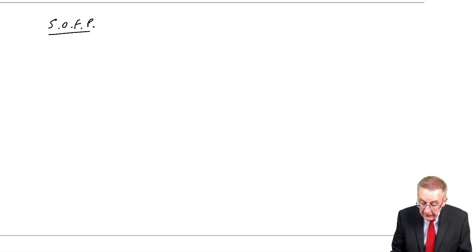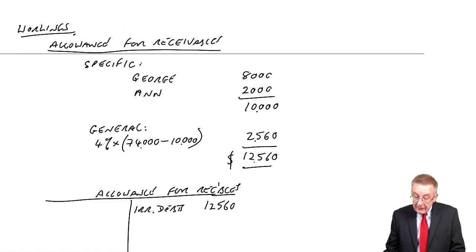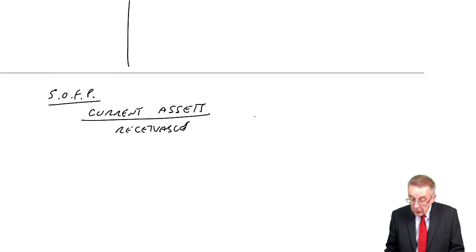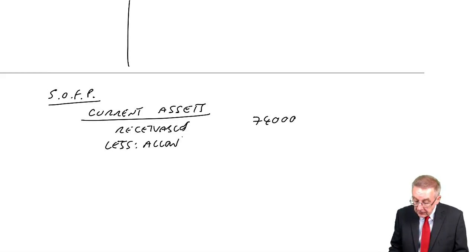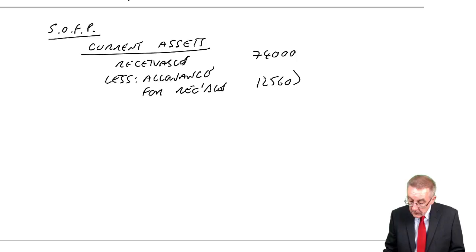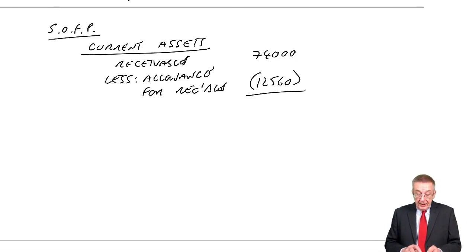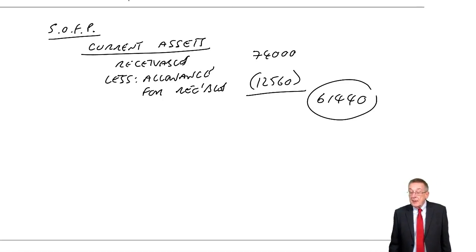On the statement of financial position, under the heading current assets, we've got receivables, the debit balance 74,000. As always, that's what we're hoping to collect. But we subtract the credit balance on the allowance for receivables, which was 12,560. And so the final figure on receivables, 74,000 minus 12,560 is 61,440. And that is the final figure appearing on the statement. But we must show that breakdown.